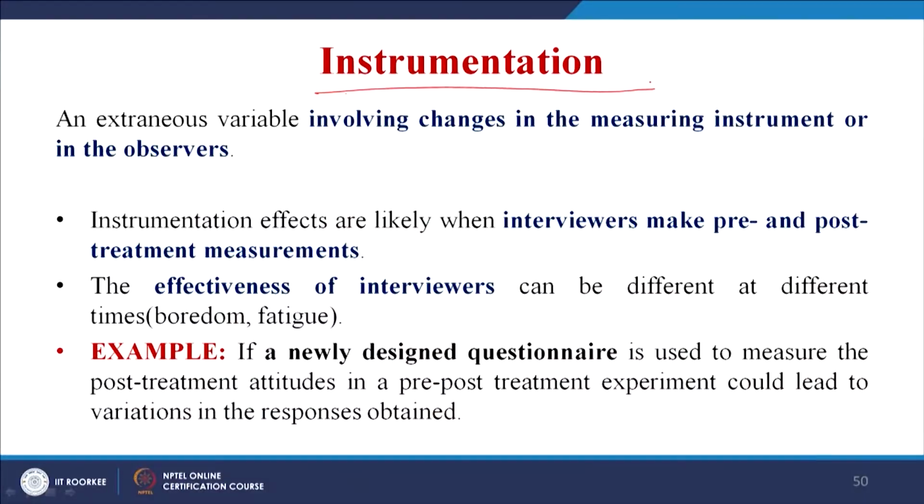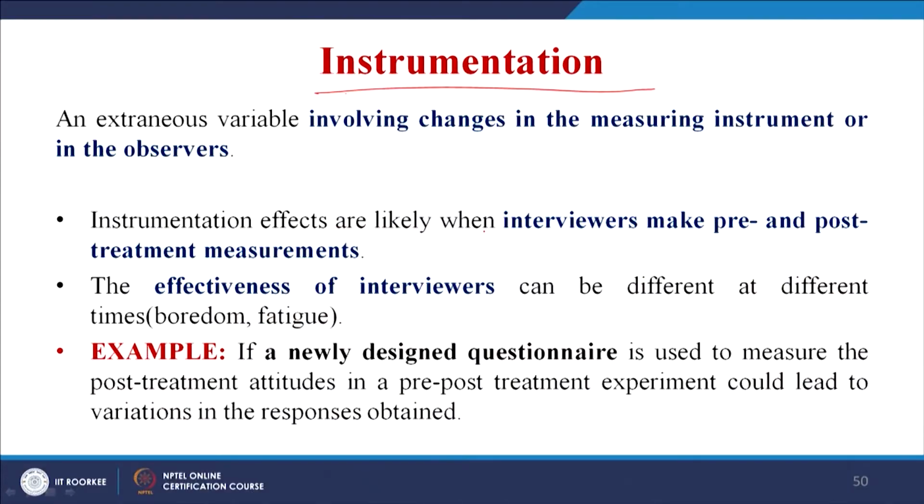We started in the last lecture and we spoke about history, maturation and testing effects. Today we will be doing a few more things on controlling the extraneous variable. So, one of them is called instrumentation. Now, as the name suggests, instrumentation is an extraneous variable involving changes in the measuring instrument or in the observers. What does it mean? That means the kind of instrument that you are using during your experiment plays a vital role in the effect on the dependent variable.